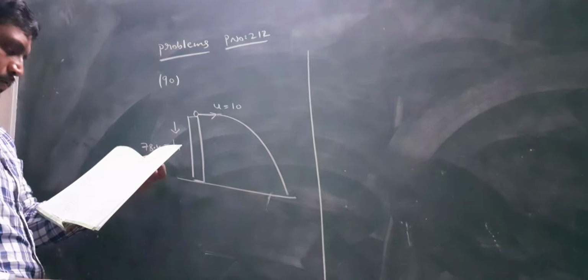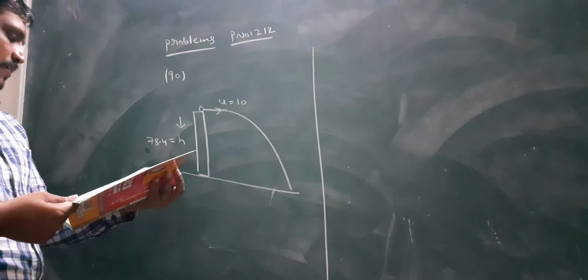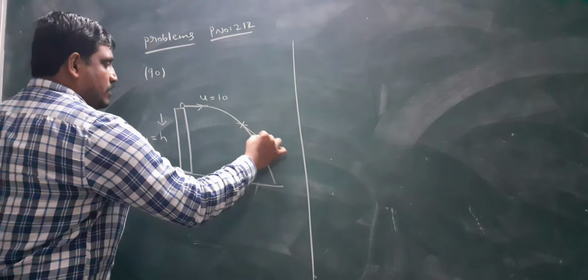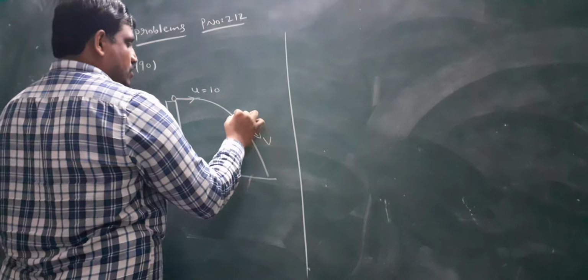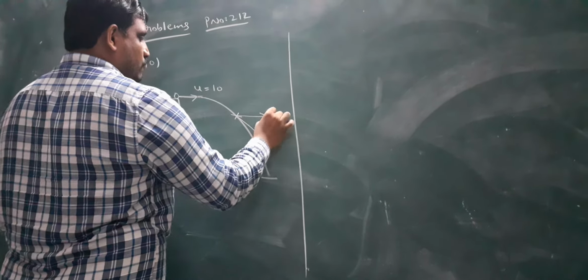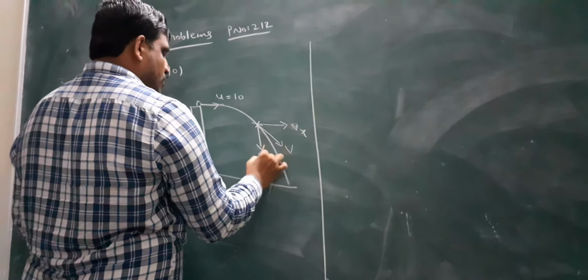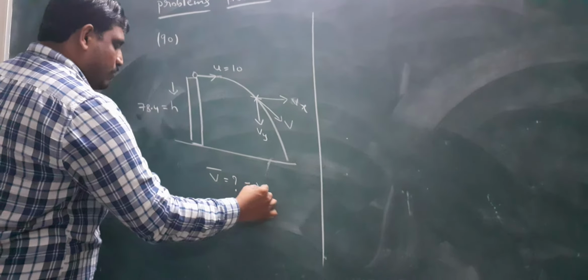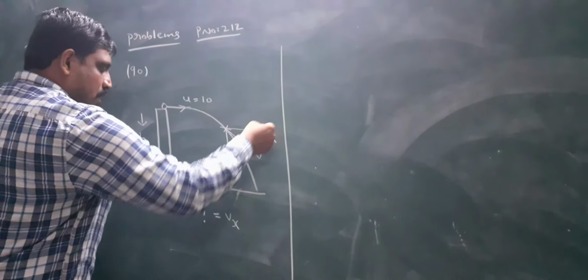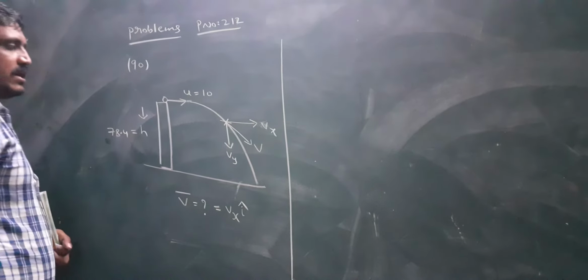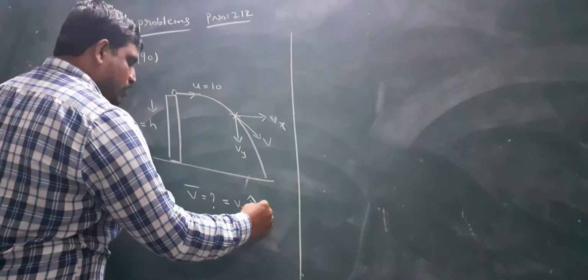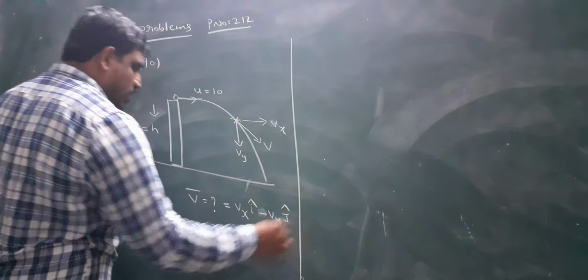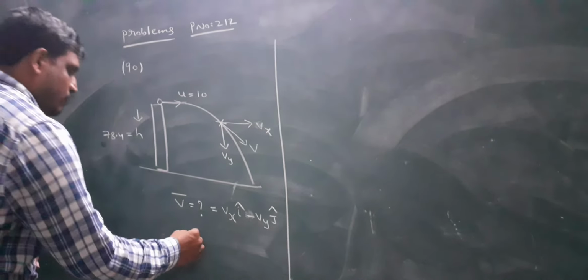Okay, it reaches the ground. Its velocity after 3 seconds is asked. Somewhere here it is. Tangent gives the direction of velocity. This is vx, this is vy. Here write v bar. What is the v bar formula? We know that vx is along the positive x-axis, i cap. This is vy, along the negative y-axis, vy j cap. Okay, we know the vx value.